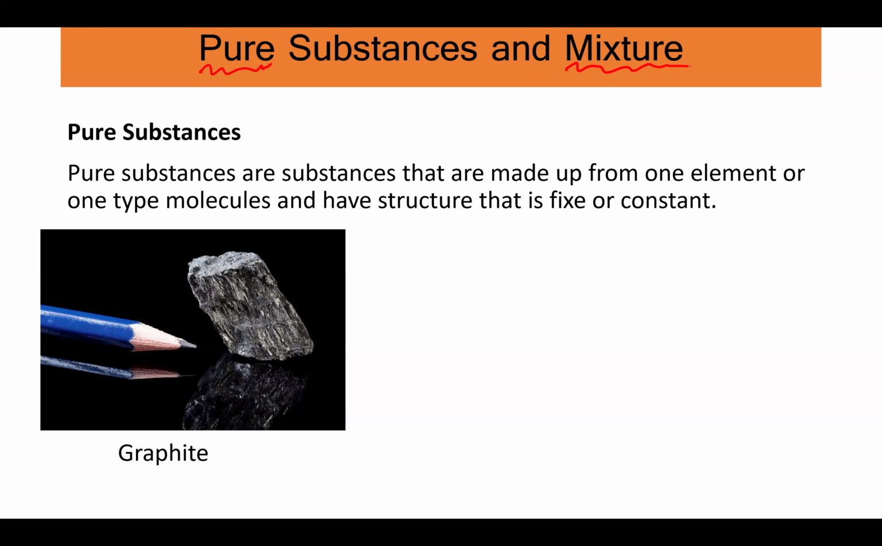Carbon. It is only made out of one element, carbon. That's why it's a pure substance, because it is only made out of carbon and no other things. Okay, that's why we call it pure substances.